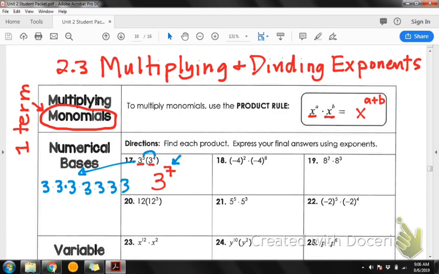So if we look at number 18, what is the base here? The base is -4, okay? We're putting it in parentheses because it has a negative sign. So when your base has a negative sign, you're putting it in parentheses. And how many -4's do we have total? 10. So -4 to the 10th. Remember, that's how we say it. We say our base to the something power.